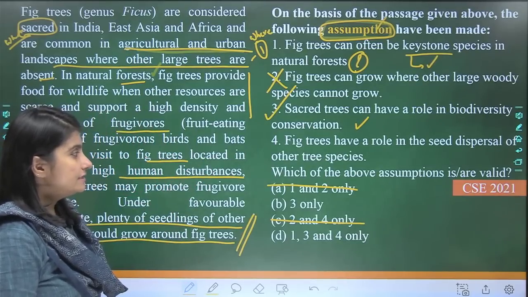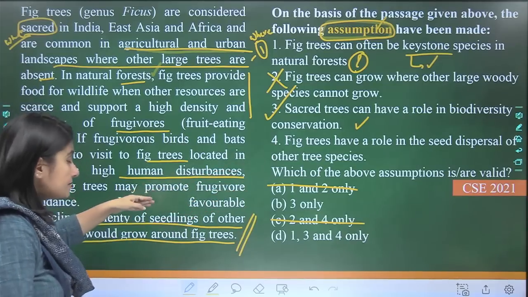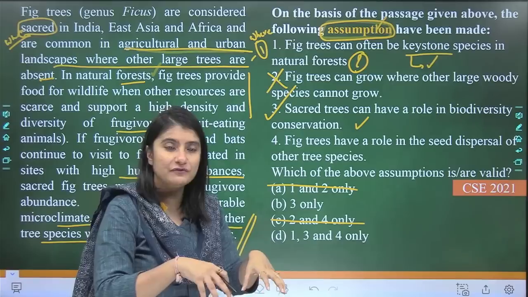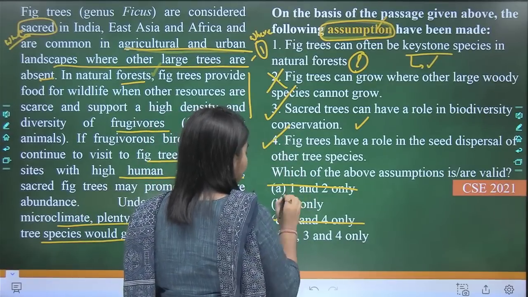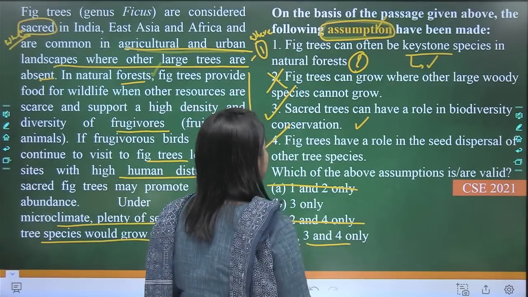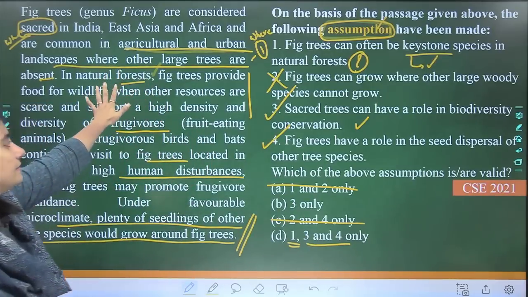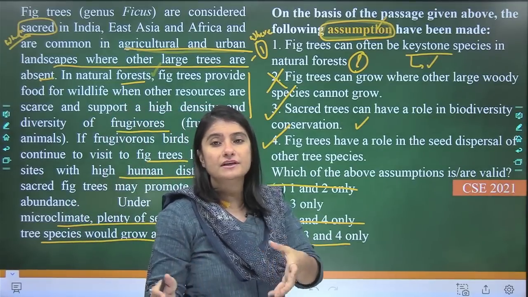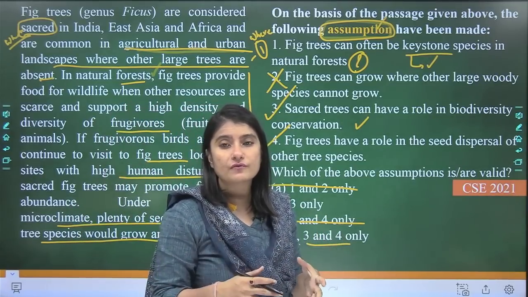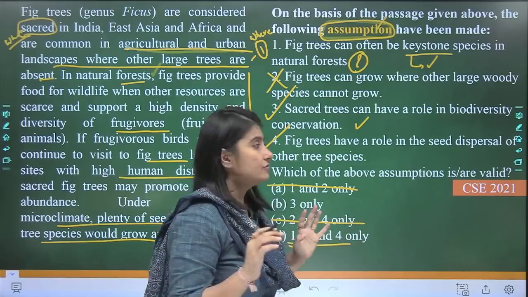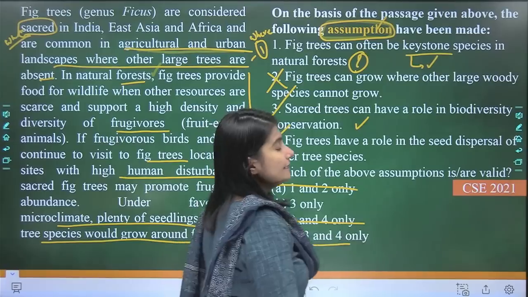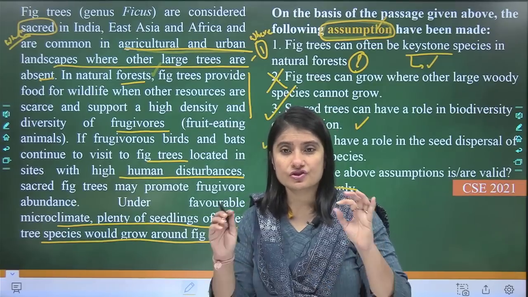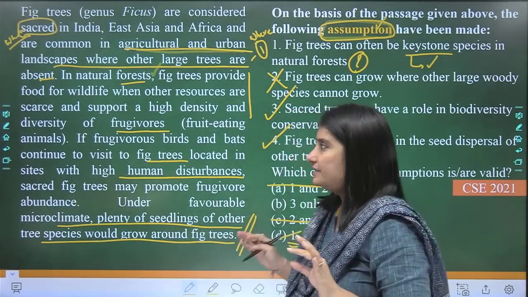Fig trees have a role in the seed dispersal of other tree species. Yes, they don't go and disperse it, but the animals and birds coming to eat the fig fruits do. So if 3 and 4 both are correct, then 1 is also correct. And yes, keystone species means it also writes it here that it supports the ecosystem of the forest by giving shelter and food to a lot of different diverse species. So here our answer will be 1, 3 and 4. Getting it, guys? It is very simple, very easy. You just have to take care of a few things that we tell you here.